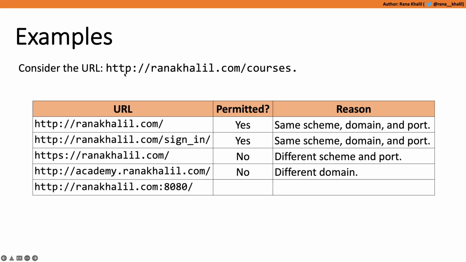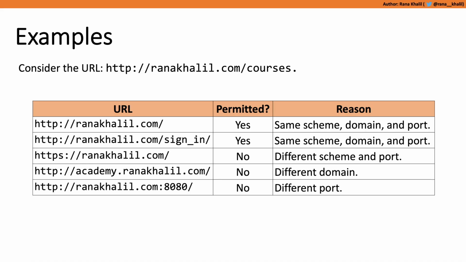Okay, last example. Imagine my site over here is making a request to the site http://renakhalil.com running on port 8080. Now, will this be allowed by the same origin policy? The answer is no, because although they're using the same scheme and the same domain, it's still a different port. This one uses port 8080, whereas this one uses port 80, and therefore the origin is different.